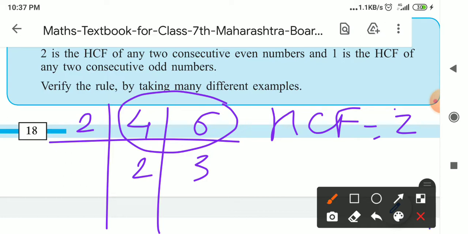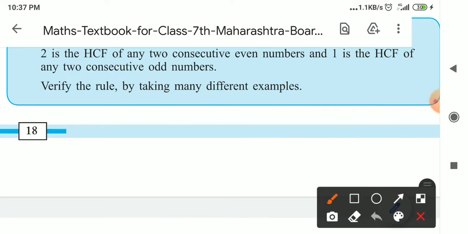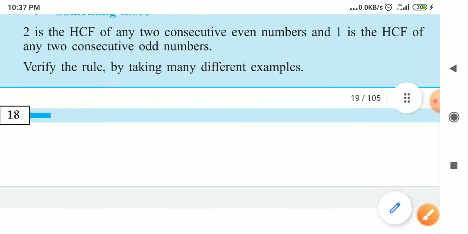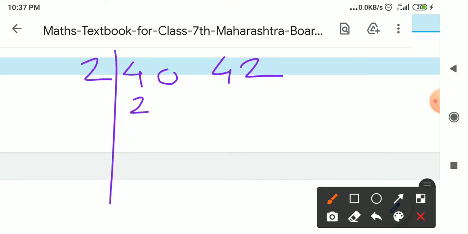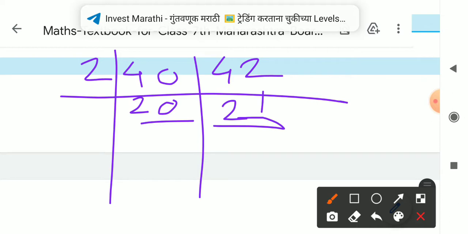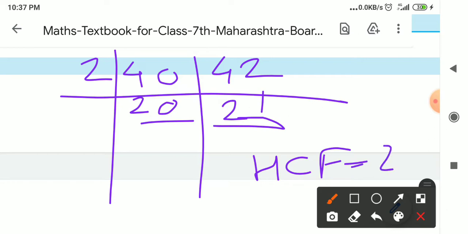Consecutive even numbers, they told you, means there is a gap of 2 in between. Another pair of numbers we will take is 40 and 42. If you divide, 2 twos are 4, 2 ones are 2. So 20 and 21 have no common divisor, and that's why the HCF of 40 and 42 is 2. If you see here, 40 and 42 are consecutive even numbers.